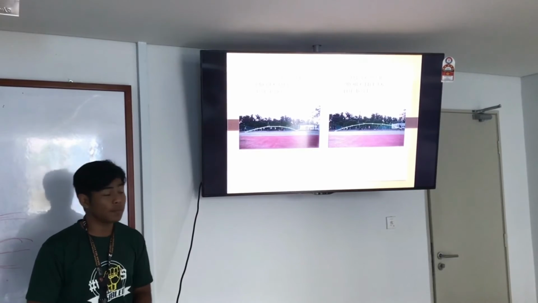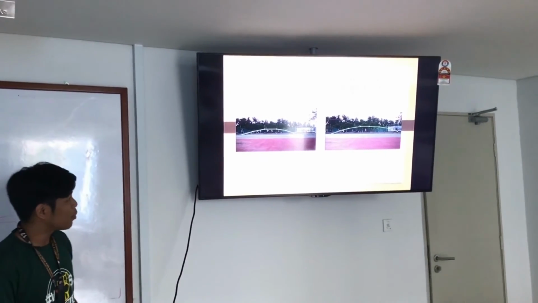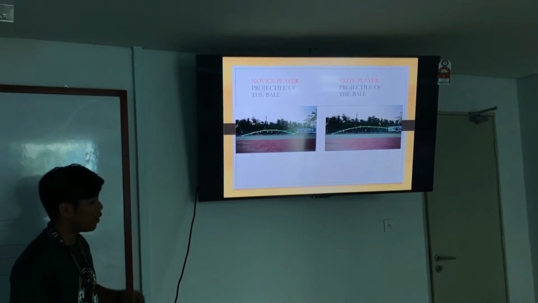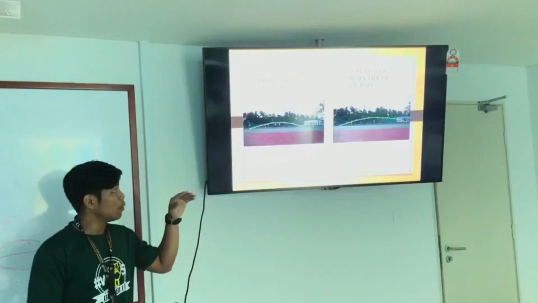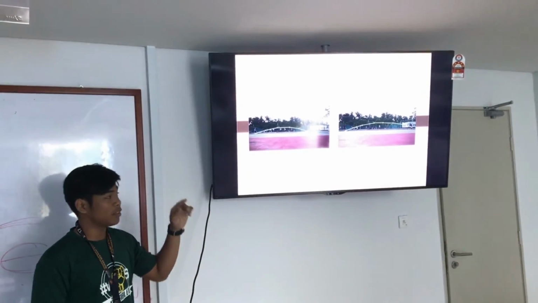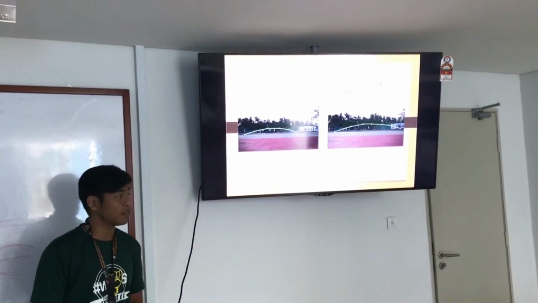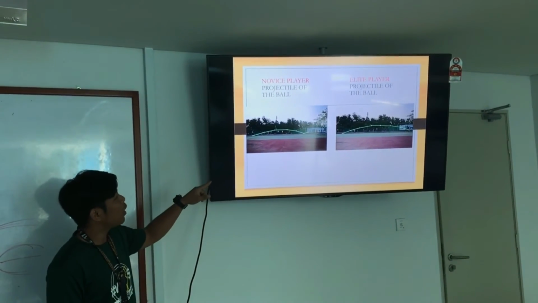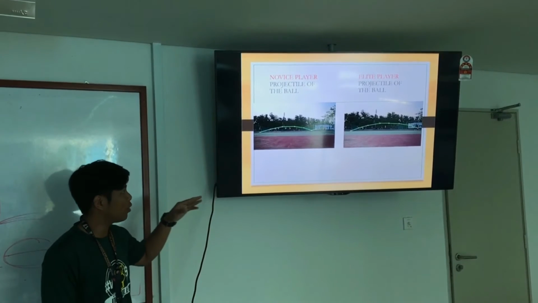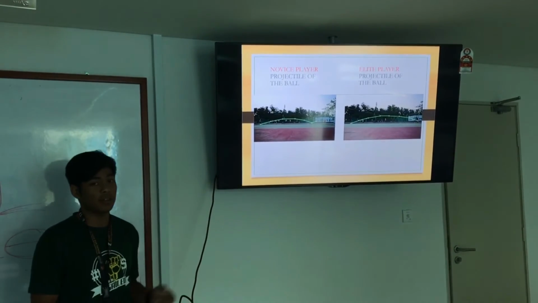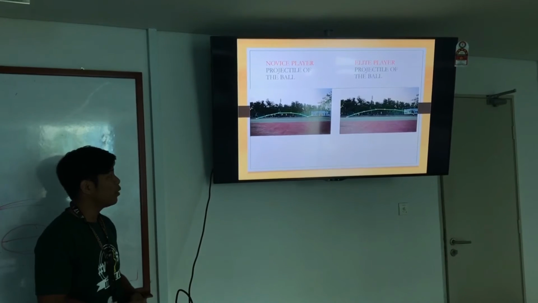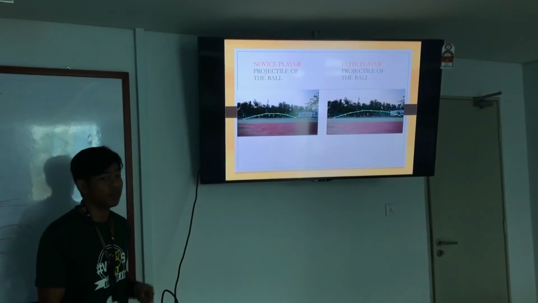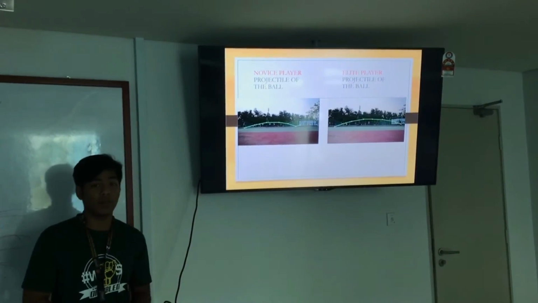In contrast with the elite player, that is Muhammad Alif, the projectile of the ball is much higher than the novice player. When the projectile of the ball is high, the ball can reach the second player during the long passing. So, as you can see, when the novice player kicks the ball it goes to the right of the second player, and when the elite player kicks the ball it goes directly to the second player, and the second player can receive the ball perfectly.